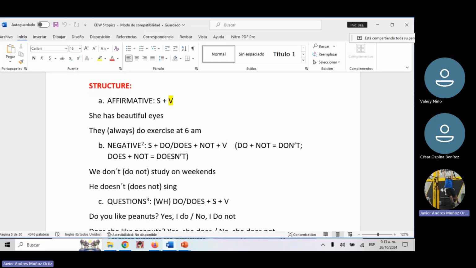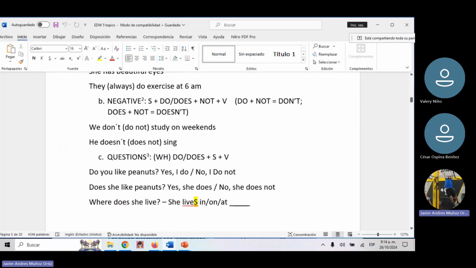However, when we are mentioning something that is not true, I mean, when we are using negative sentences, or when we are asking for information, then we are going to use an auxiliary verb. And this auxiliary verb is going to be do or does. We are going to use does for, once again, man, woman, animal, and do for everybody else, right? So this is what we did.